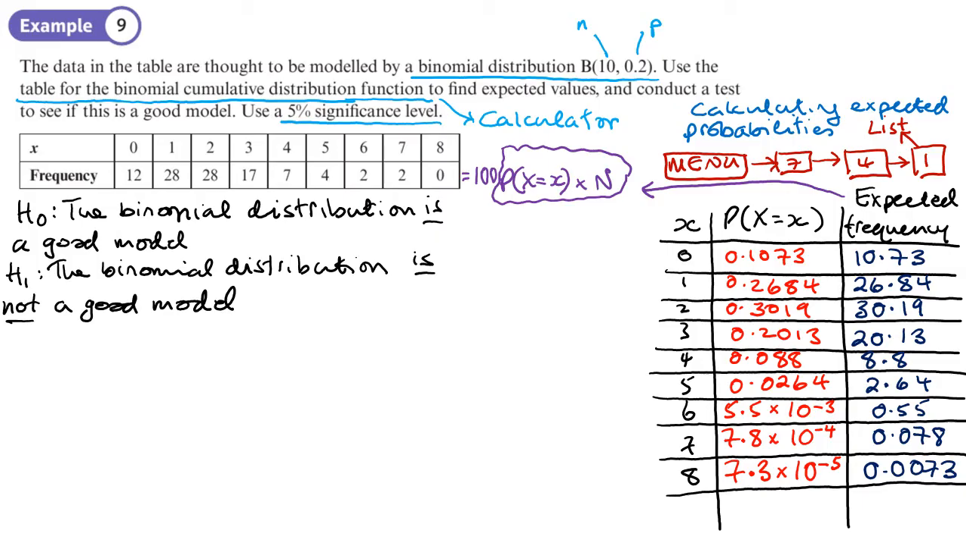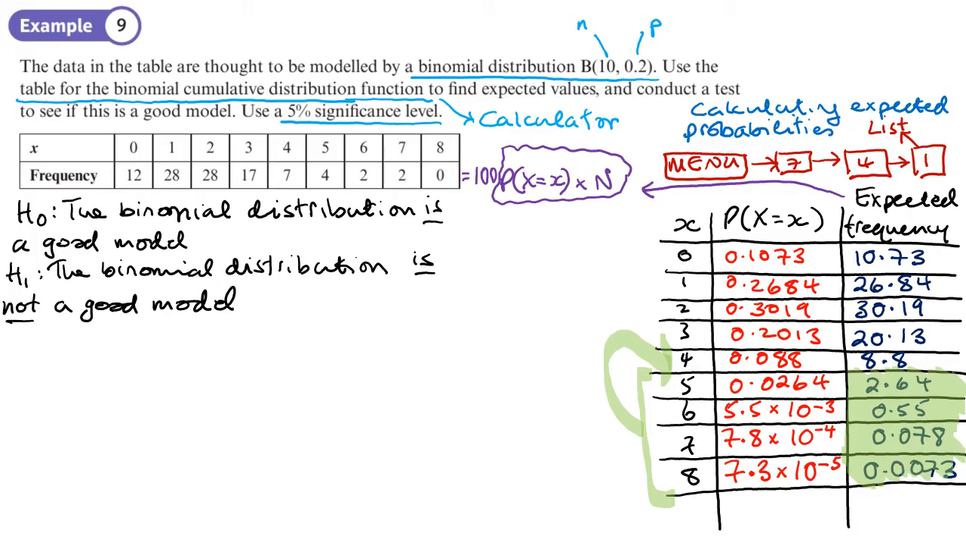Now we need to look to see whether I need to combine any cells. So do I have any cells where the expected frequency is less than 5? Yes. These ones down here. Now if I combine those, I don't get a value bigger than 5. So all of these here need to be combined with the 4, because just combining 5 to 8 doesn't give me an expected frequency greater than 5.